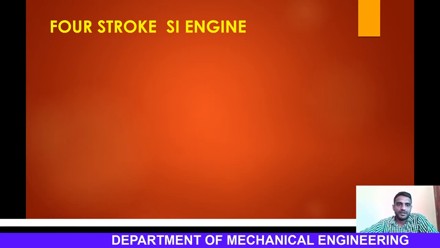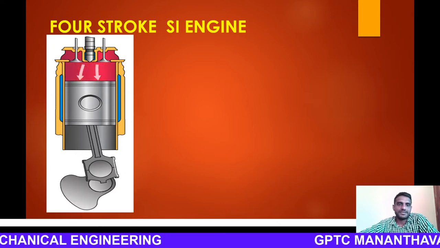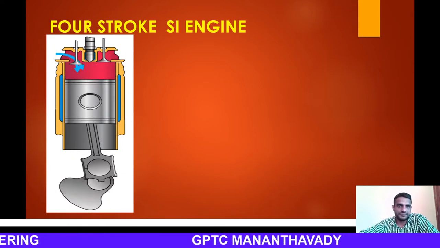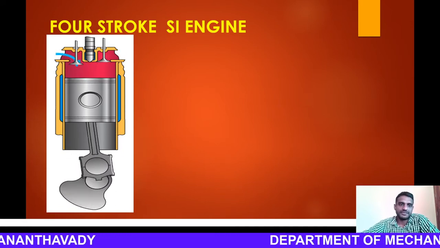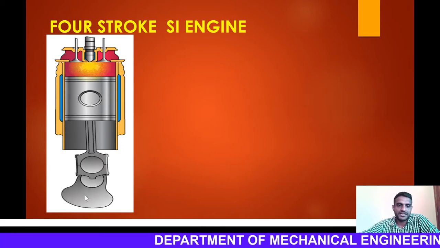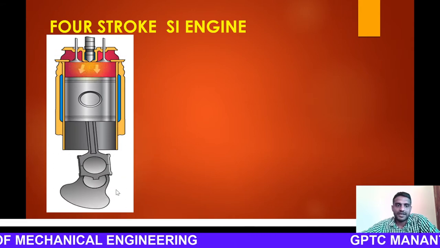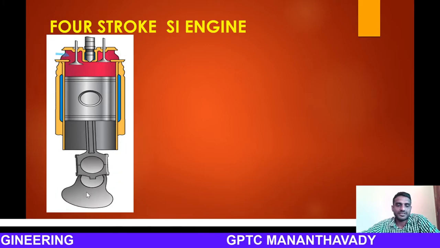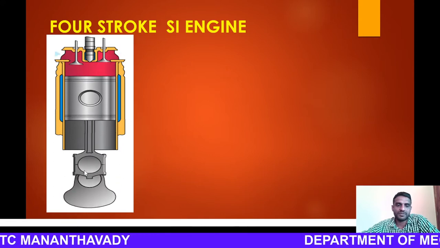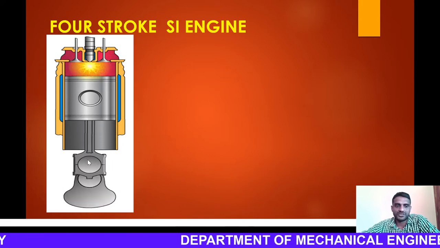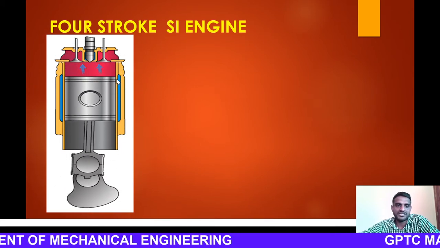First of all, let's discuss the four-stroke SI engine, and this is the working animation of a spark ignition engine. You can see a piston reciprocating inside the engine, and this one is the crankshaft, moving up and down. This is the piston, and it is connected to the crankshaft via a connecting rod. This is the big end that we discussed in our previous lectures, and this is the small end of the connecting rod, reciprocating inside the engine cylinder.